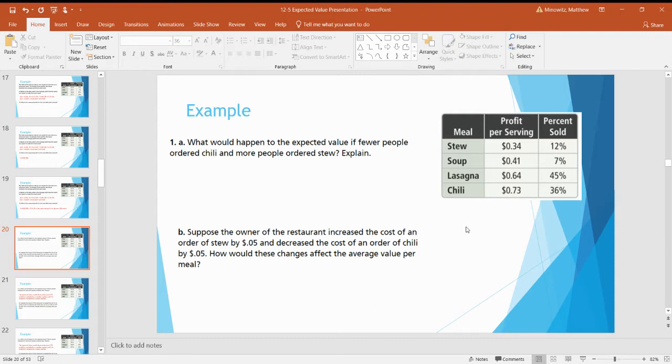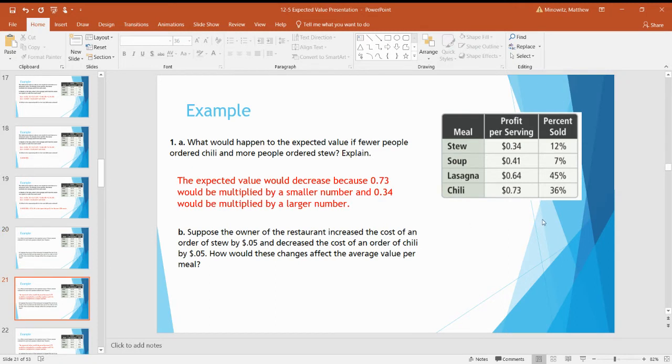Okay, so looking at this example, if the higher profit item, we sell less of that, and we sell more of the cheaper item, the expected value decreases. So this is what companies have to figure out. How do we sell more of our higher price item so that we make more profit?